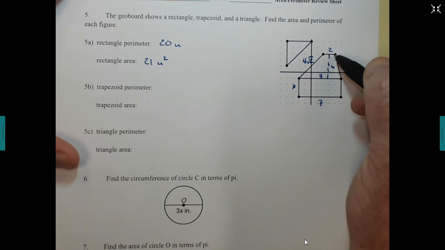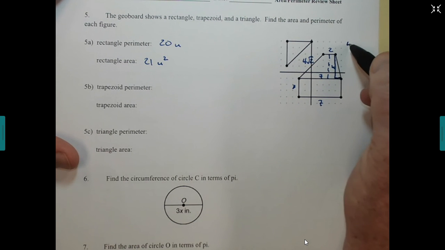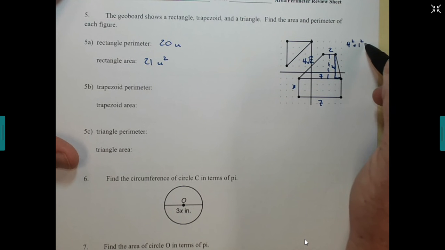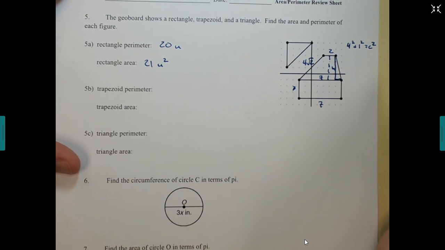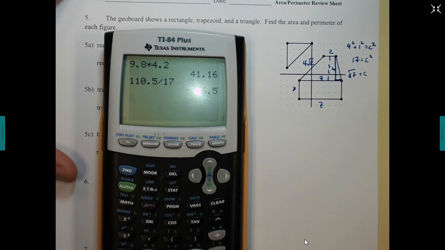I got 4 and 1. Again, we're looking at triangles. 4 squared plus 1 squared equals c squared. 16 plus 1 is 17, which means c is the square root of 17. So watch this perimeter move. You'd add all the pieces up.